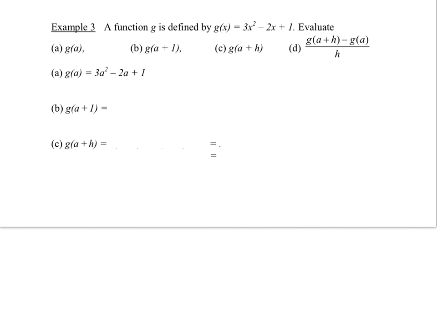In the same way, if we replace x with a plus 1, which we'll have to do in the second example, then instead of the x, we're going to have 3 times a plus 1 squared. Now remember to put the a plus 1 in brackets. So it's 3 times (a plus 1) squared, minus 2 times (a plus 1). So just replace the x with, in brackets, a plus 1.